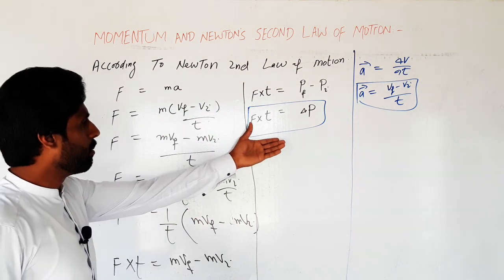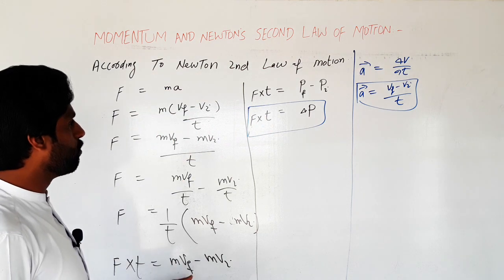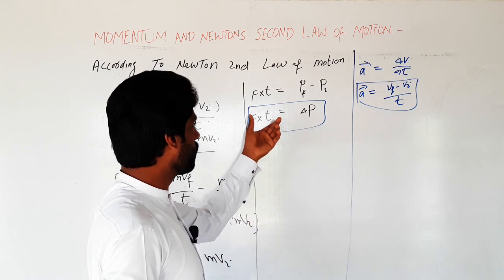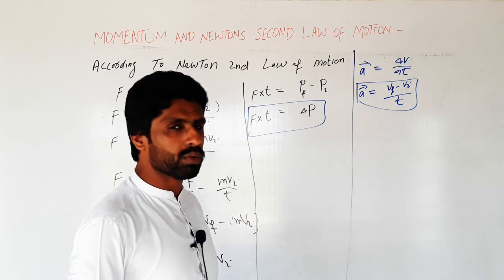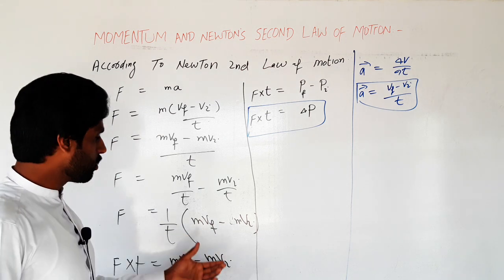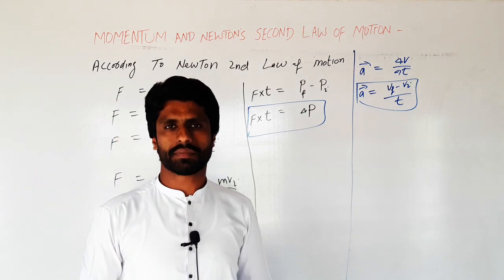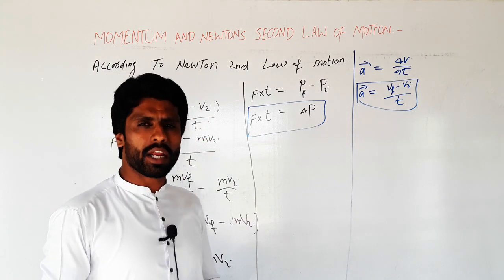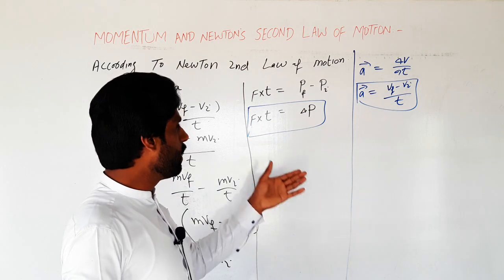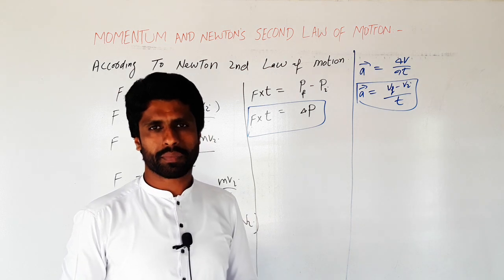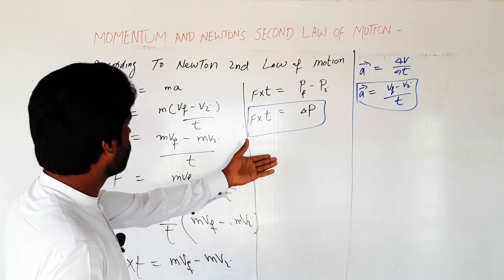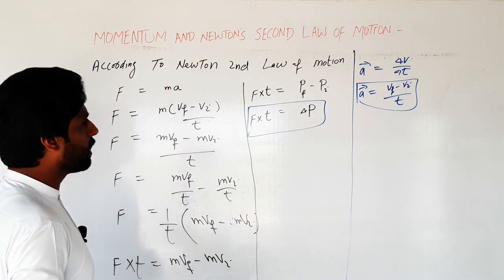We derive momentum from Newton's second law of motion, and this states that when a force is applied in time interval t, this is equal to the change in momentum, and momentum is equal to mv. It is the product of mass and velocity. When in a given time we apply a force on an object, it varies the motion of the object. And this is the simplest form of Newton's second law of motion.